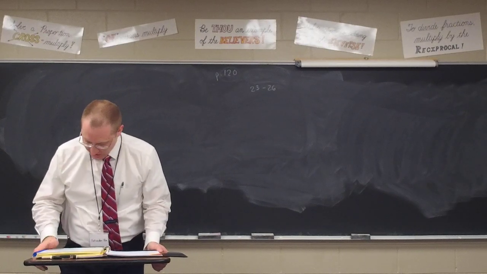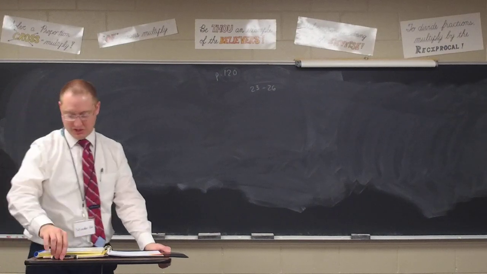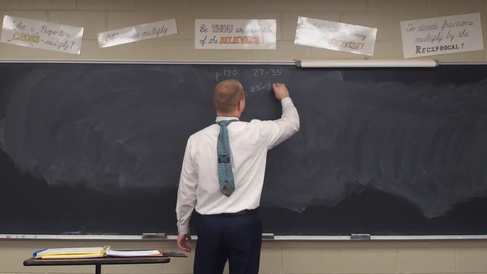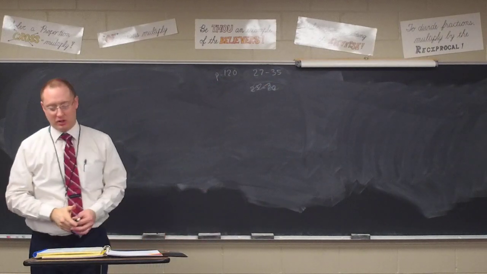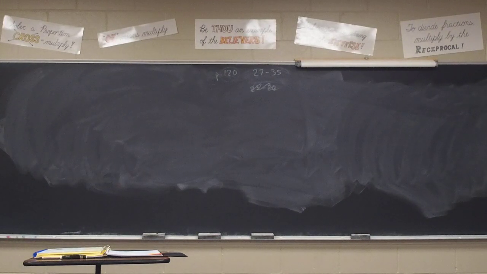All right, drop down to 27 to 35. Figure out what number must go in the blank. Think about what sign you must have based on the sign of the answer. So the quotient, if it's positive, you better make sure you use the same sign. If the quotient's negative, better use the opposite sign of what they already gave. Figure out what number and sign goes in the blank.